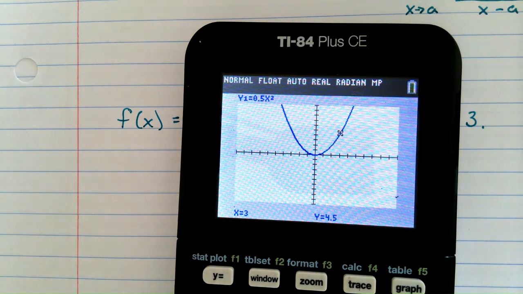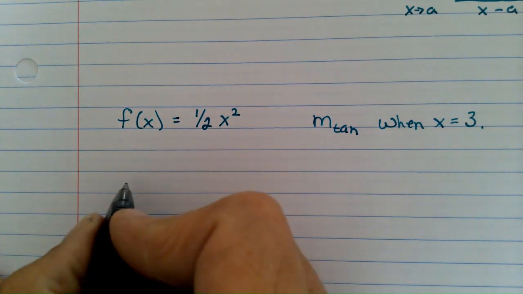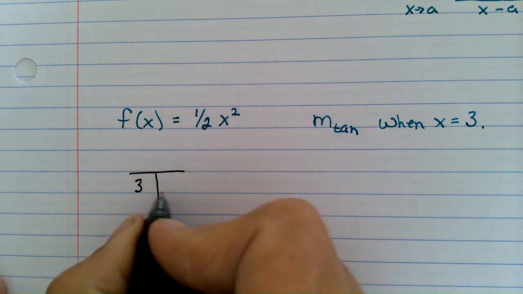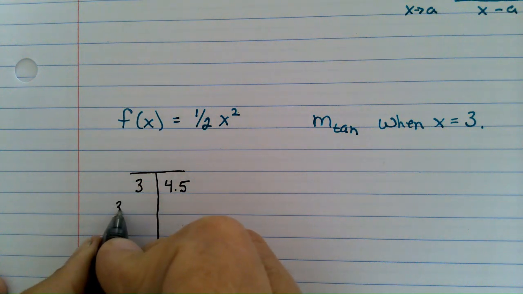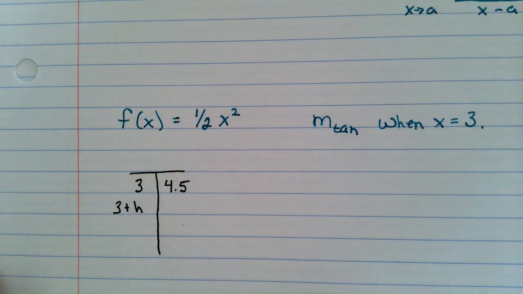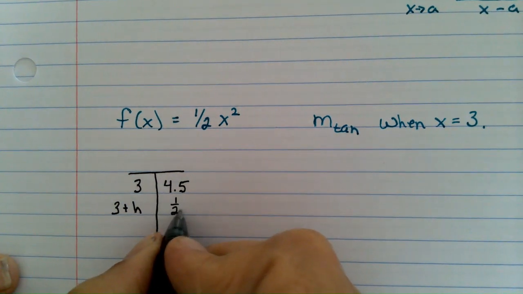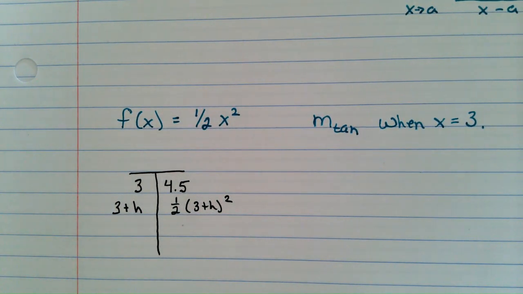So we know at 3 we're at 4.5, right? And then we want to be at 3 plus a little bit. We don't want to be very far off of 3, and we don't care whether we're bigger than 3 or less than 3, correct? So this would have to be 1/2 times 3 plus that little bit, squared. Okay, so now we have our 2 ordered pairs, the one where we want to be and the one close to where we want to be.